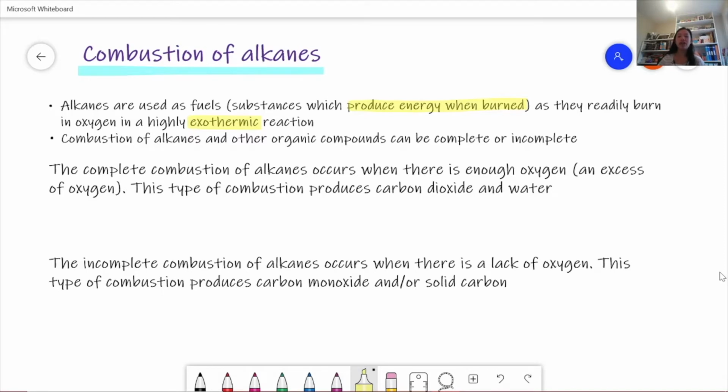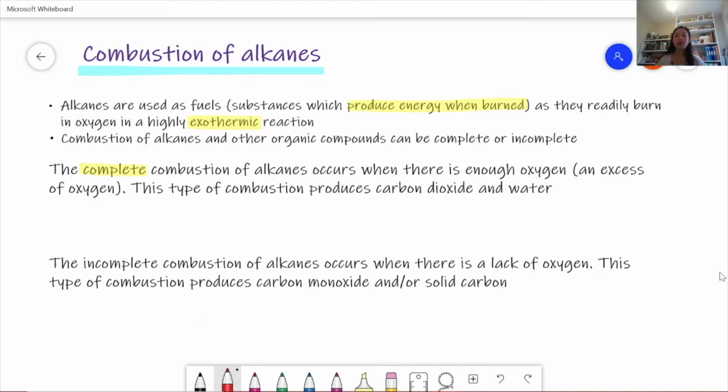The combustion of alkanes and other organic compounds can be complete or incomplete. So when we talk about complete combustion, this is when there is enough oxygen. So there's an excess of oxygen, there's more than we actually need. And this type of combustion produces carbon dioxide and water.